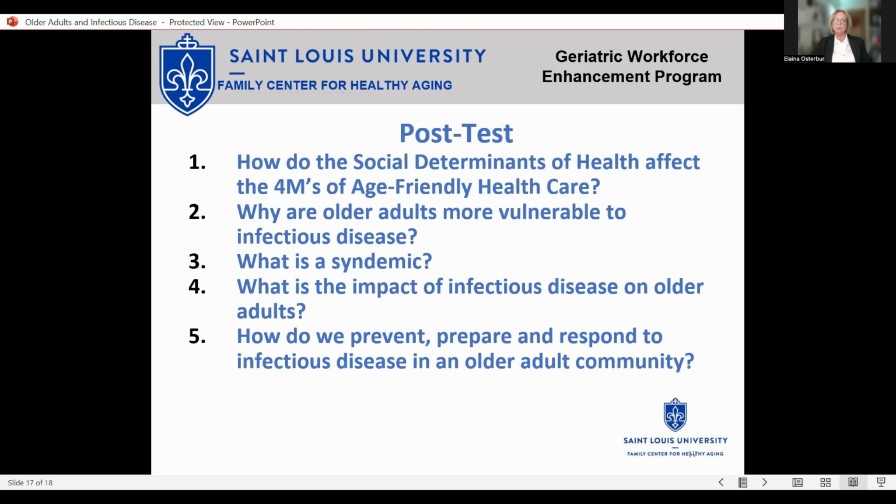Number five, how do we prevent, prepare, and respond to infectious diseases in older adult communities? A comprehensive approach might include prevention. We want to be able to prevent disease: routine vaccinations, infection control education, and addressing the social determinants of health. Preparedness: tailored emergency plans for older adults, telehealth infrastructure, staff training, and also the stockpiling of PPE. Response: we want rapid outbreak detection, coordinated care using interprofessional teams, mental health and mobility support, and age-friendly communication strategies as well. So I hope you were able to get all of that.